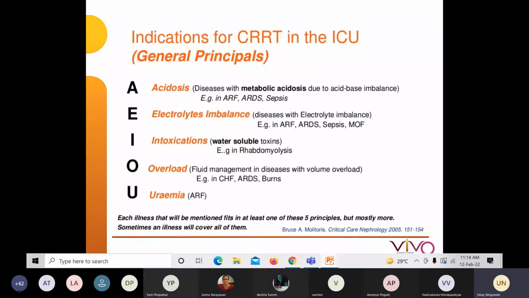Intoxications, the water-soluble toxins. Rhabdomyolysis is one type, and also medicine intoxications. The patient may go into a coma, and it can be recovered with the help of hemoperfusion type of therapy. Then fluid overload can happen because of congestive heart failure, ARDS, and there is BUN. And uremia is only because of acute renal failure. So these are all the complications that need CRRT therapy.